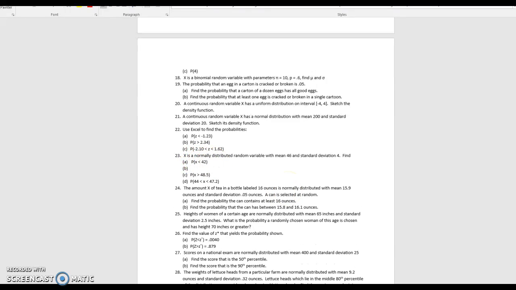Okay, so let's go to number 23. Now, unlike number 22, we want to find the probability for x, not z. So we have a normally distributed random variable, but we don't have a standard normal distribution here. So the first thing we've got to do is use our z-score to standardize this 42. All right, so let's use our z-score. We'll have z is, on top, we'll have our 42 minus our mean of 46 divided by 4.